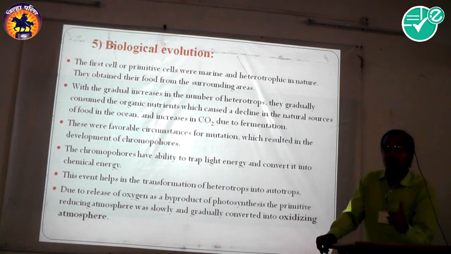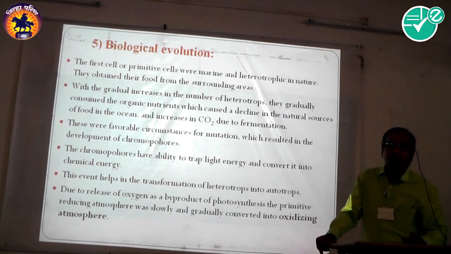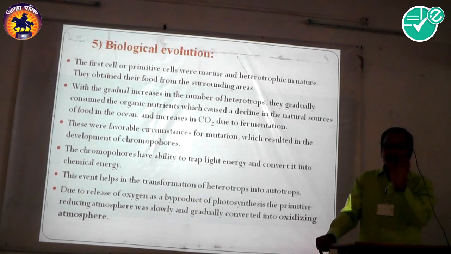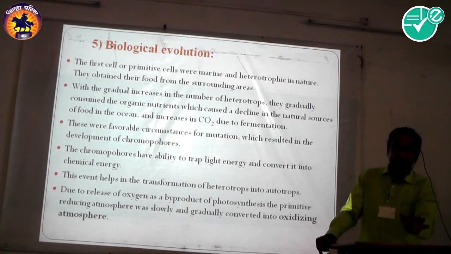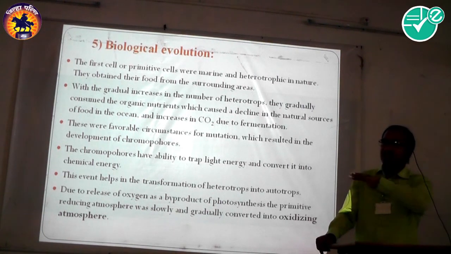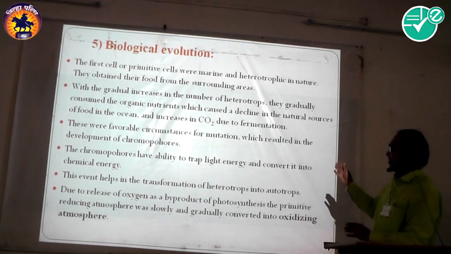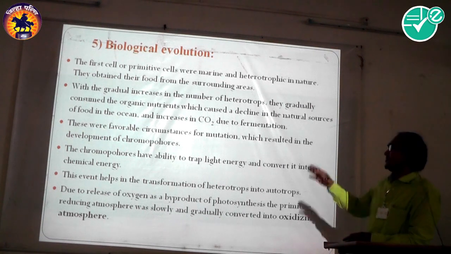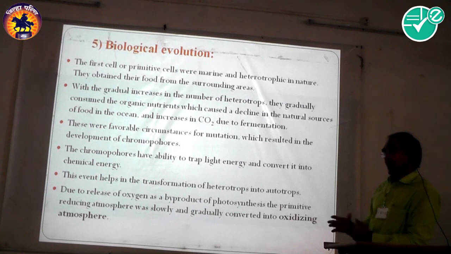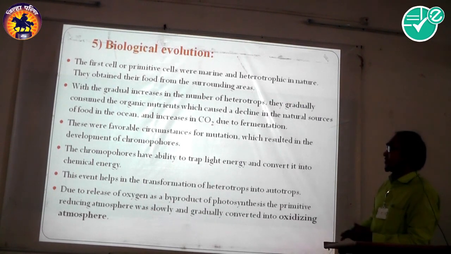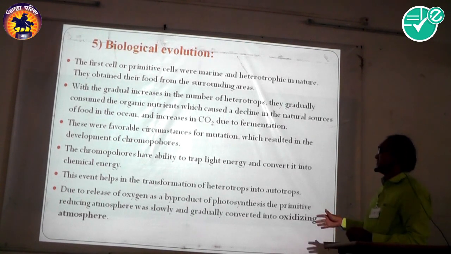Fermentation takes place due to the absence of oxygen, because till now the earth's atmosphere is reducing, not oxidizing. Till now, oxygen is not present there. So fermentation is carried out here. As fermentation is carried out, there is an increase in the carbon dioxide content in that water or atmosphere, and this is one of the favorable conditions for the process of mutation.